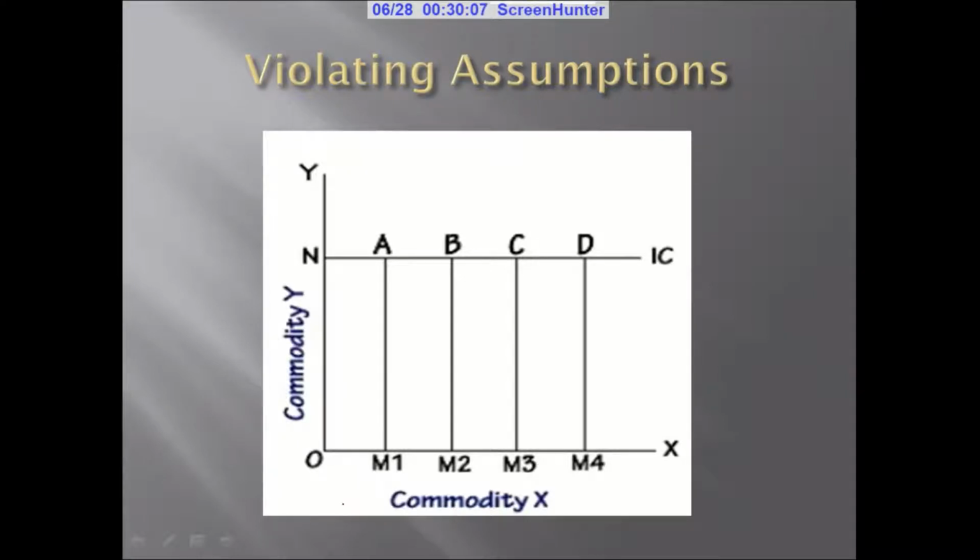This is the indifference curve, IC. IC means the indifference curve. A, B, C, D are the different consumption bundles.